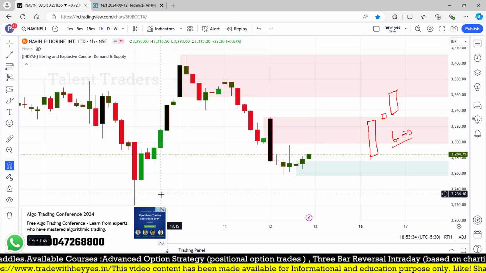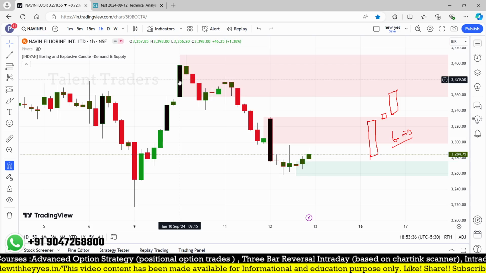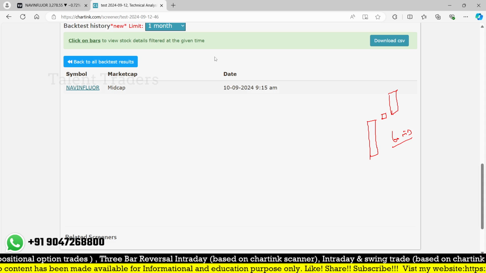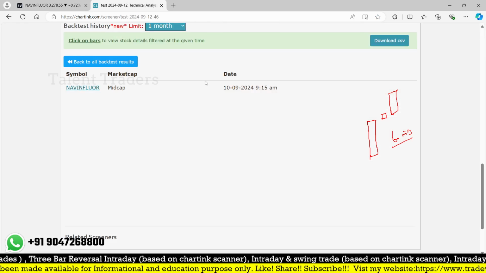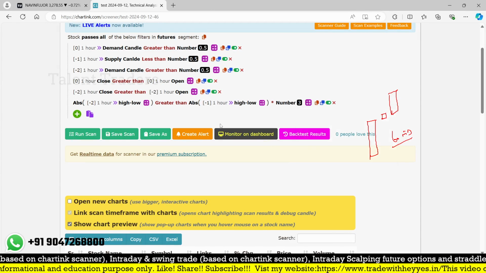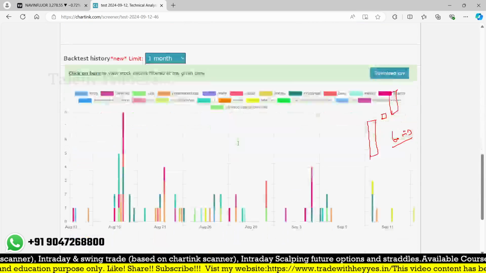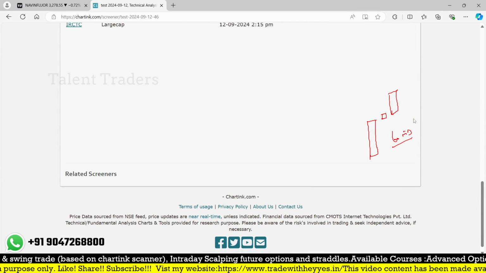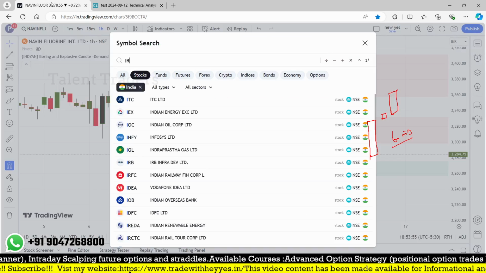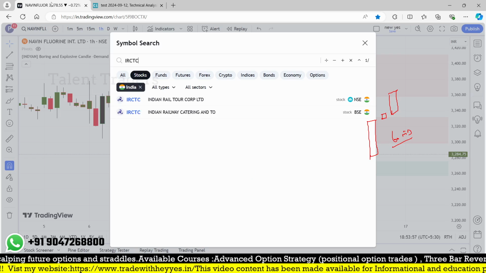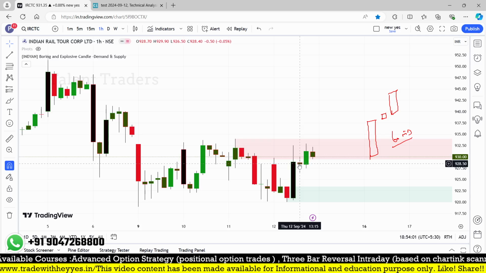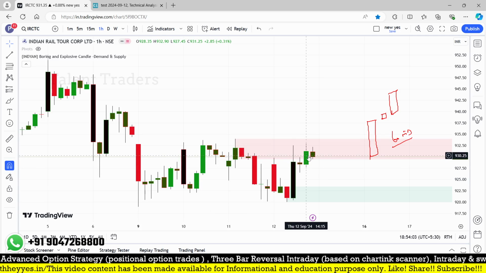You can also look at the exact timing: 10th September 9:15, and then 10th September 9:50. So this is the pattern. If you decrease the value, for example to 3 times, and run this, we will get more stocks. I think today IRCTC at 215. Let me check. Here is the pattern: a rally, a base and again a rally.